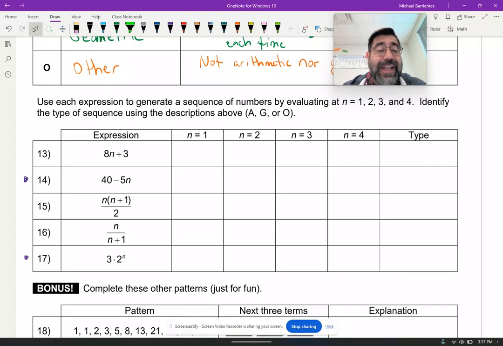Alrighty, here's the last part. We are going to start making the connection between those sequences of numbers that we've been looking at, finding the pattern, and building a formula that describes the pattern. The way we're going to do that is by using expressions as formulas, and the n values are going to represent the position or the term values, right?